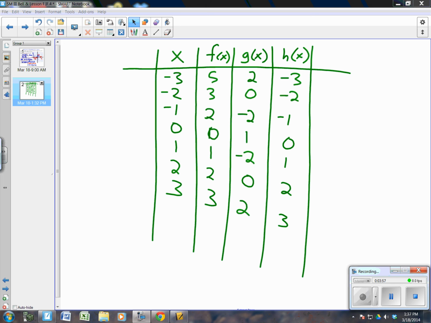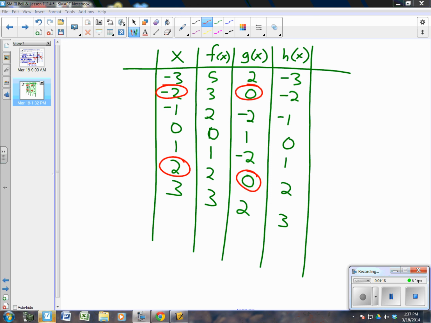So yeah, the correct answer is G. Why is it G? Okay, so when x is negative 2 and 2, the y values are 0. That indicates an x-intercept, right?